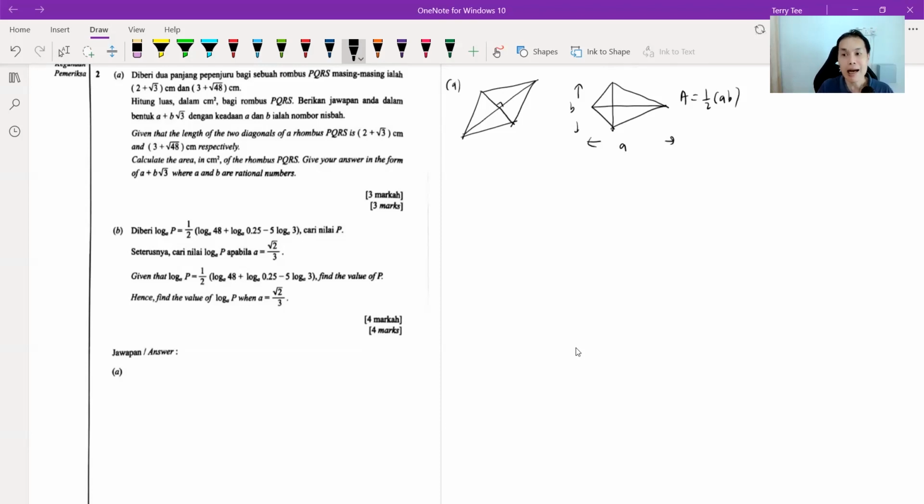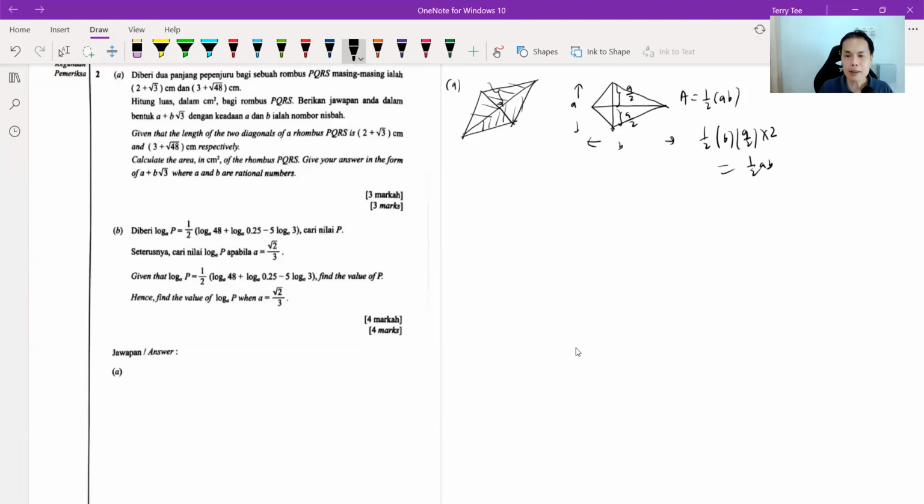Now, I know some people may take half times base times height. They may split this into 2 triangles: this is the first triangle, this is the second triangle. I find the height of this, and then I take half times base times height, times 2. It's the same thing. For example, let's say this is B, the base, and A is the height, so this is A over 2, and this is A over 2. So half times B times A over 2 times 2 is still half AB, right?